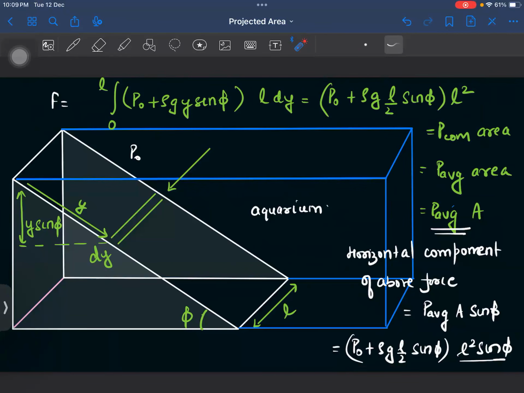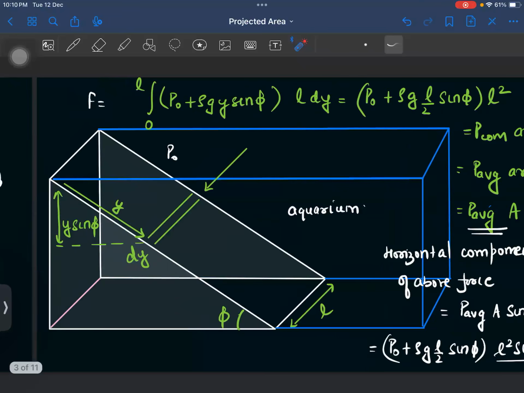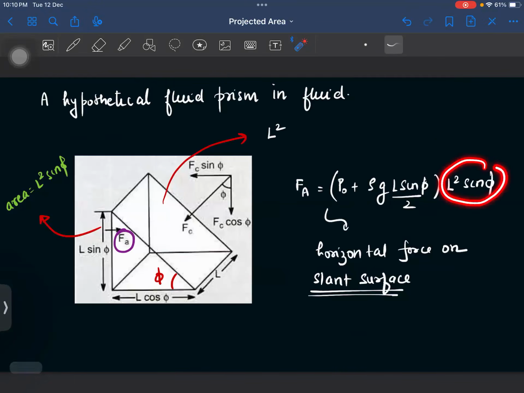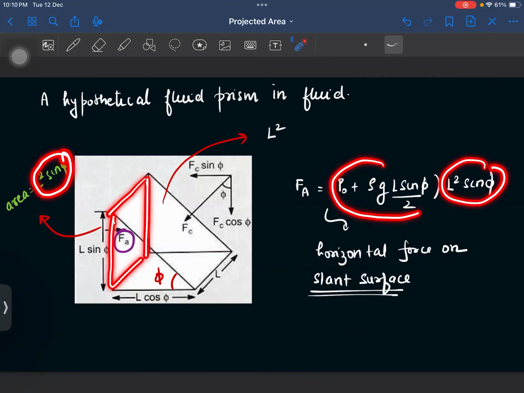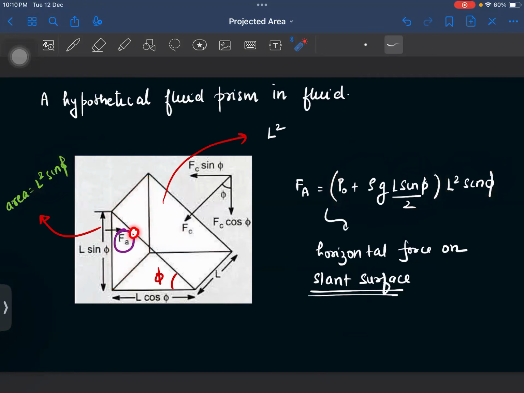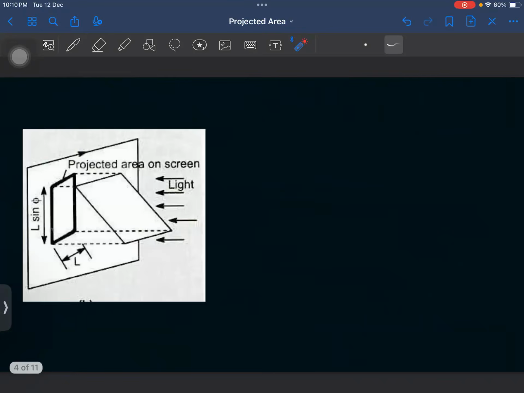Now, as we have got these expressions, we'll see the significance of this. To understand this significance, we must know what is this L square sine phi. L square sine phi is actually the area of this face. And what is this pressure? Pressure is at the midpoint of this face. So pressure at the midpoint on this face multiplied by area of this face gives the horizontal component of force on this surface. Now, dear students, this gives us the concept of something known as the projected area.